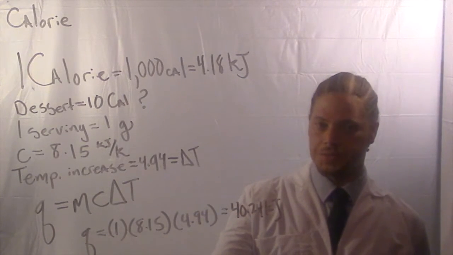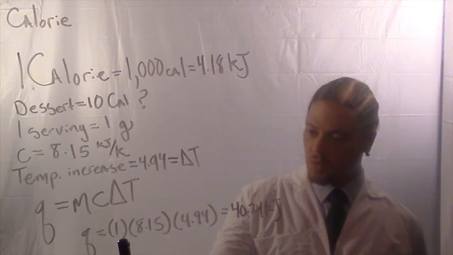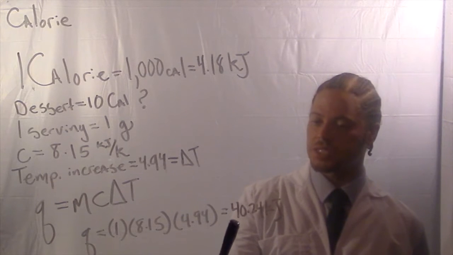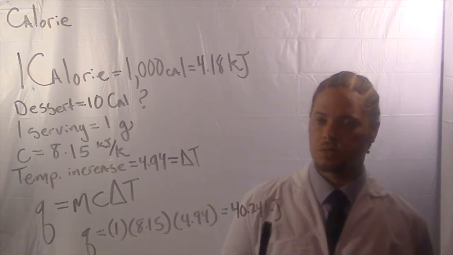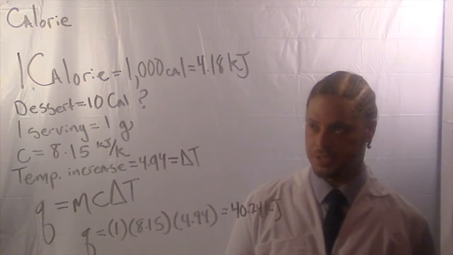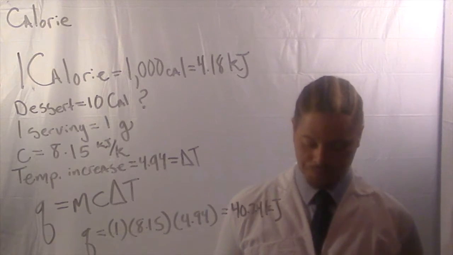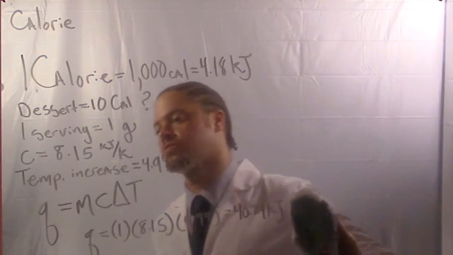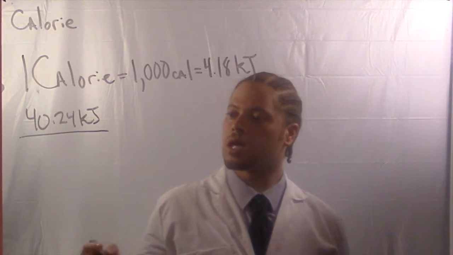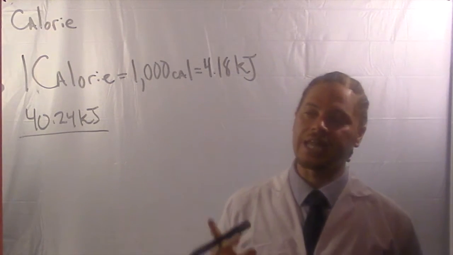When we plug our values in, we find that the energy is equivalent to 1 gram times our specific heat times our temperature increase, which is equivalent to 40.24 kilojoules. But kilojoules is not what the question is asking. It's asking us for calories, and that's when we refer to our conversion factors. If I have 40.24 kilojoules of energy, how much is that in calories?